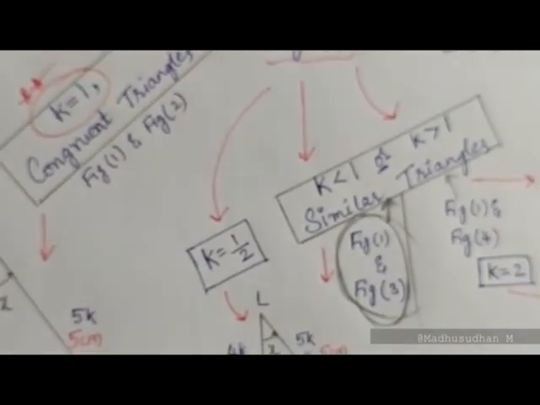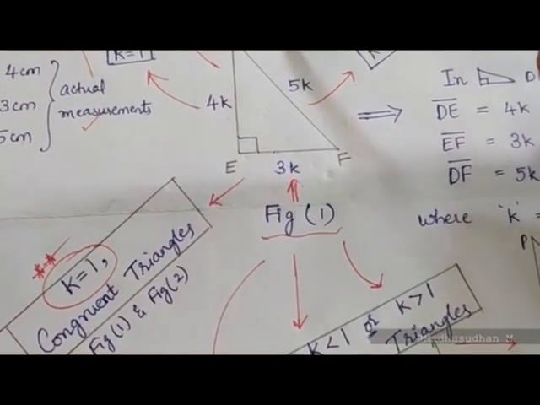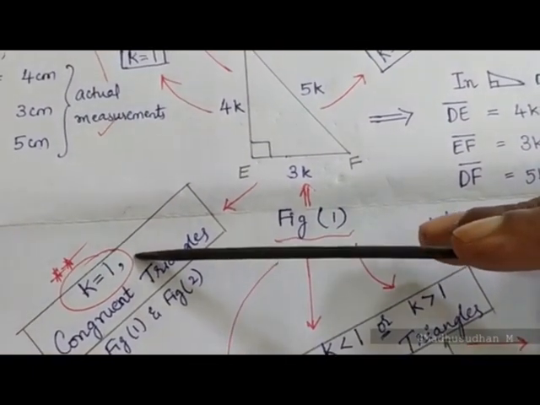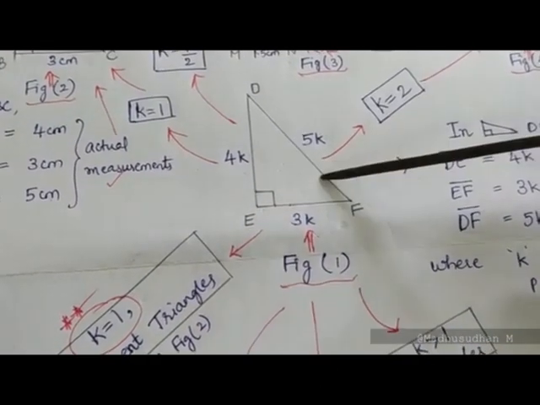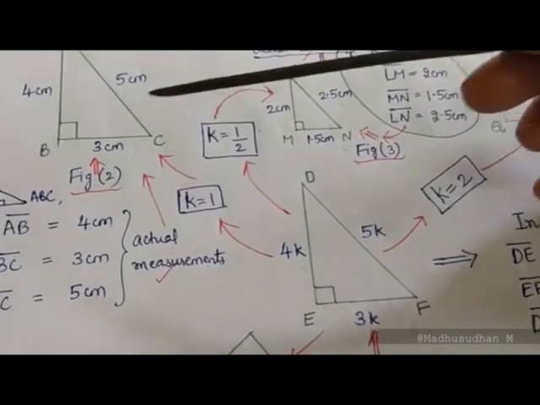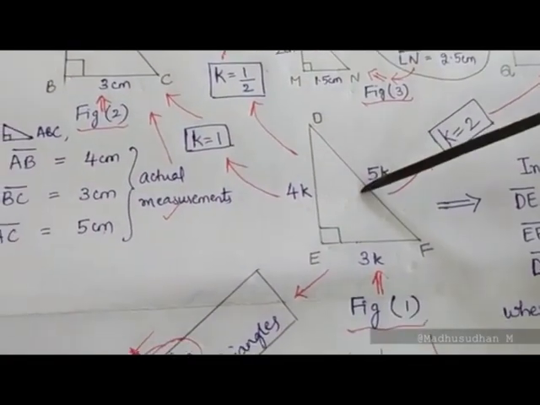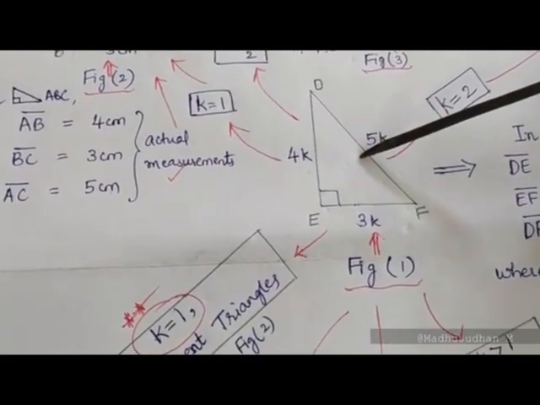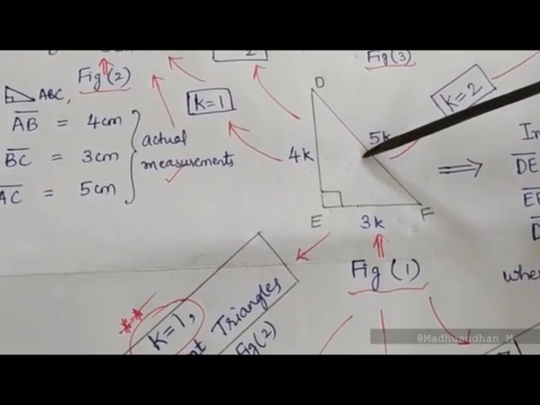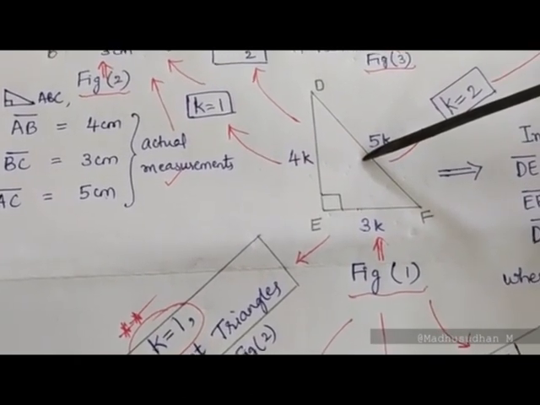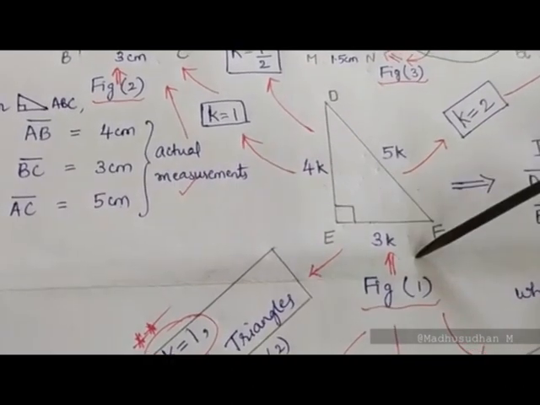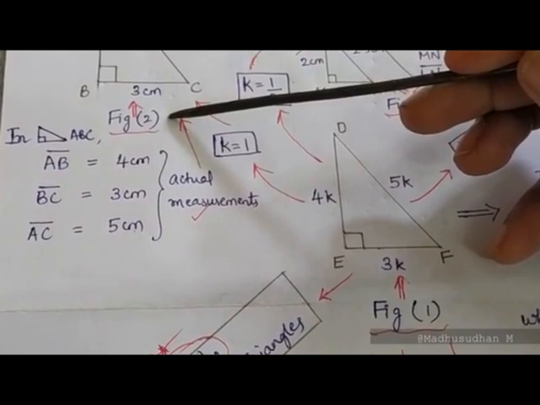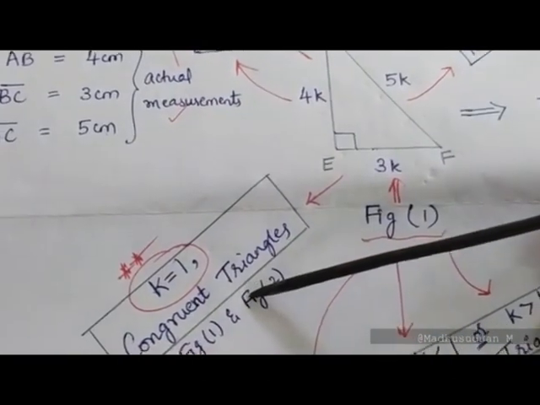So we can identify from this figure 1 that when k is exactly equal to 1, figure 1 and figure 2 are exactly identical. They're exactly the same. Only when k is exactly equal to 1, figure 1 and figure 2 are the same, identical. They are called congruent triangles.